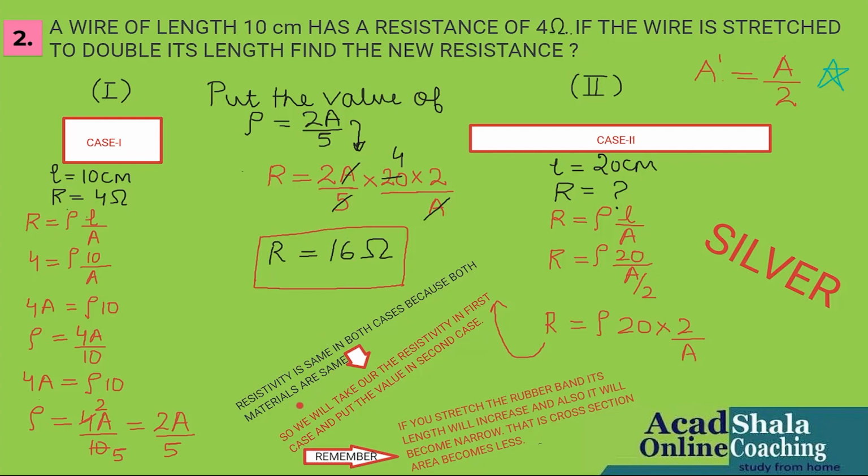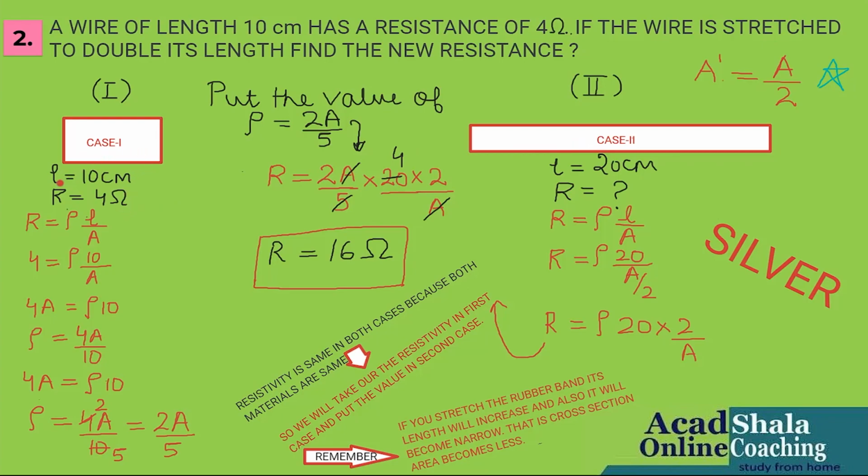So this criteria you have to keep in mind. Again I'm repeating, children, it's very important for the numerical that in both the cases the material is same. For example, we have taken silver. If the material is same, the resistivity will also be the same, because resistivity depends upon the material the conductor is made of. Material is same, so resistivity is same in both the cases.